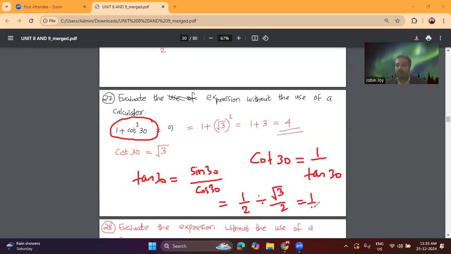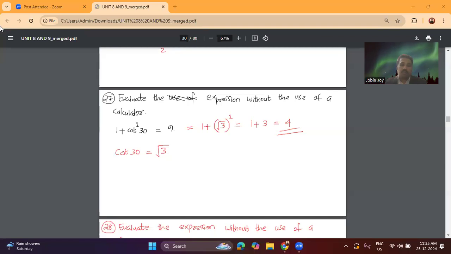So this is equal to 1 by 2 into 2 by root 3. So 2 cancels. So this is equal to 1 by root 3. So tan 30 is 1 by root 3. Take the reciprocal, which means root 3. So that is cot 30. So cot 30 is root 3. So 1 plus root 3 the whole square. Root 3 the whole square means 3. So 1 plus 3. So the answer is 4.